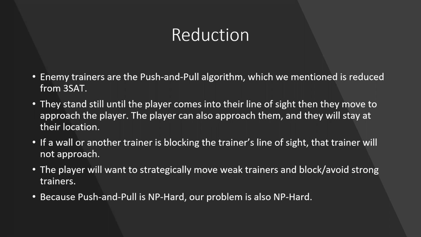So for example, if we have a weak trainer that is looking downwards and a blue trainer, a strong trainer, is looking at the player, but the weak trainer is in the way, the strong trainer will not go around the weak trainer. They're just going to stay right where they are because they cannot, quote, see our player trainer. The player will want to strategically move weak trainers and block, avoid strong trainers. Because push and pull is NP-hard, our problem is also NP-hard.